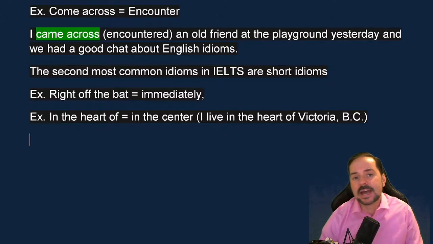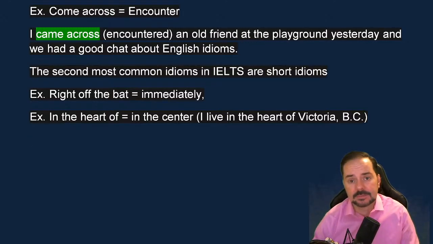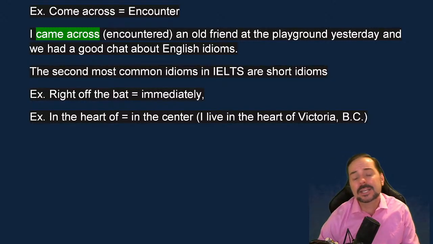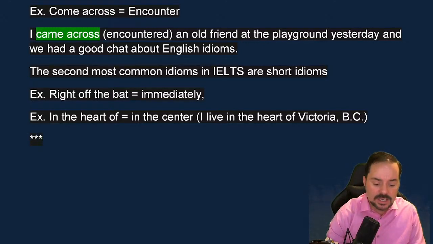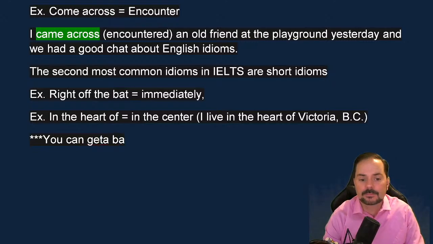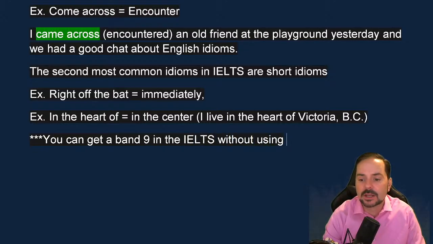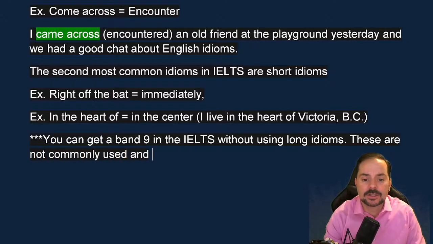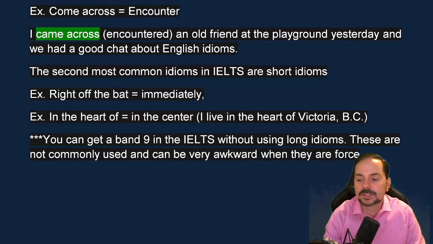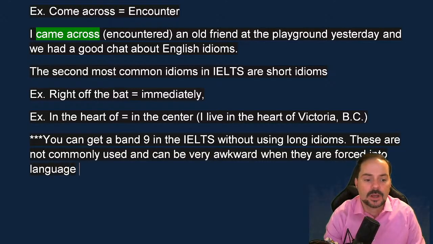And then only after that do we use really long idioms. And I don't even recommend using these long idioms. You can get a band 9 in the IELTS without using long idioms or idiomatic language, okay? These are not commonly used and can be very awkward when they are forced into language unnaturally.